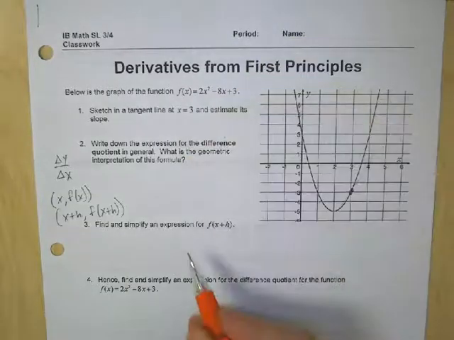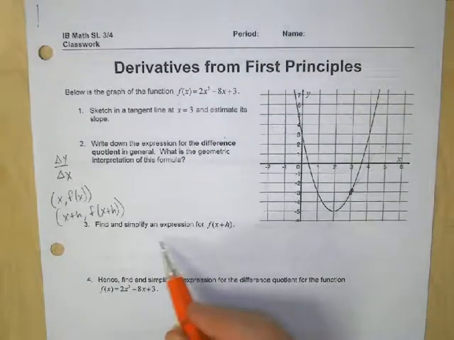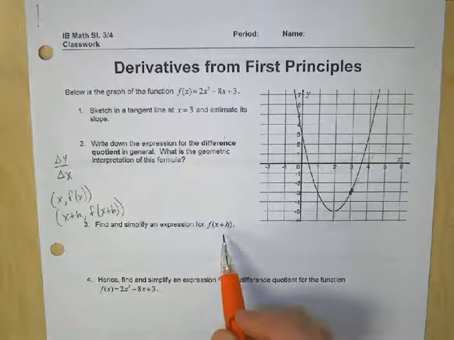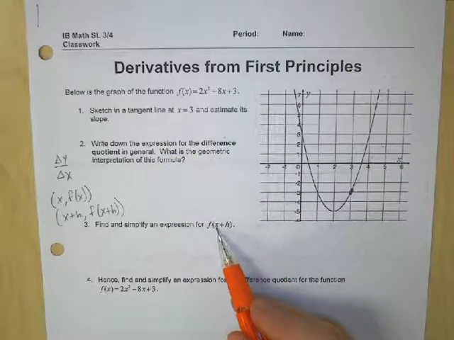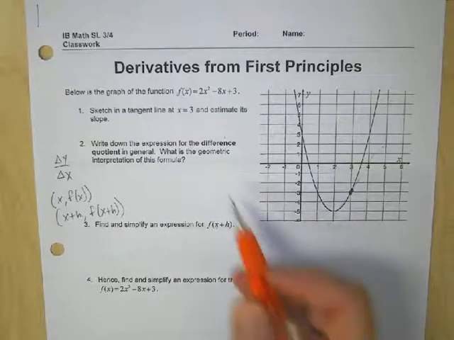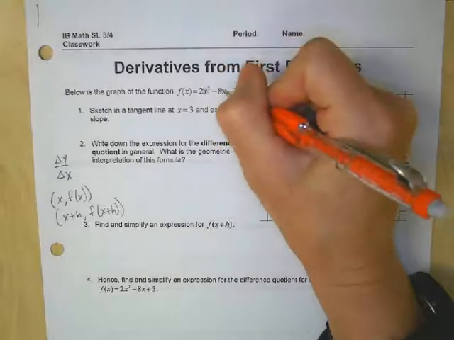Now the next thing you're going to do is find and simplify f of x plus h. That's what we've been doing in the warm-ups. And here is your f of x. So you should know what to do now. You're just going to substitute x plus h in everywhere that you have the x and then simplify it.